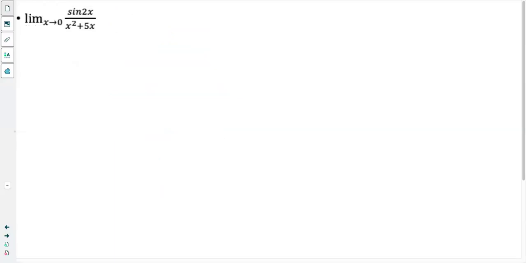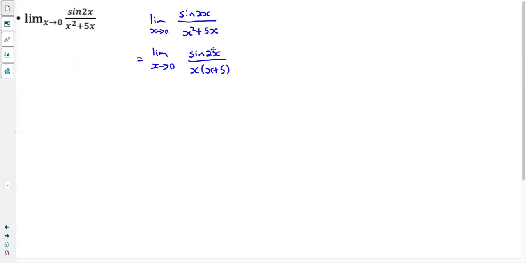Next one, slightly more complex. We've got our limit as x goes to 0 of sine 2x over x squared plus 5x. I'll just once again rewrite that. So we've got our limit as x goes to 0 of sine 2x over x squared plus 5x. So first thing I would do with this one is factor this denominator. So we've got our limit as x goes to 0 of sine 2x over, we can factor an x out, so that's x times x plus 5.